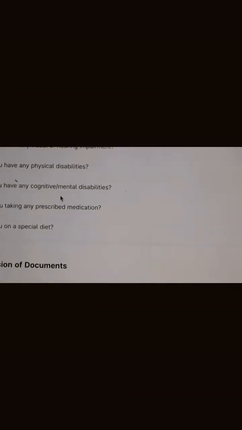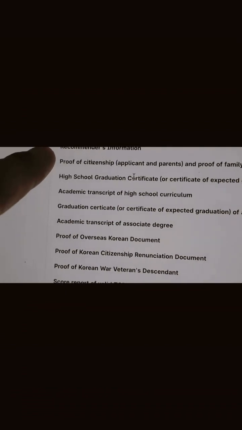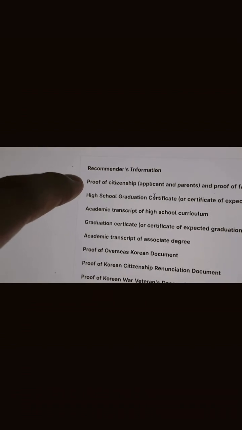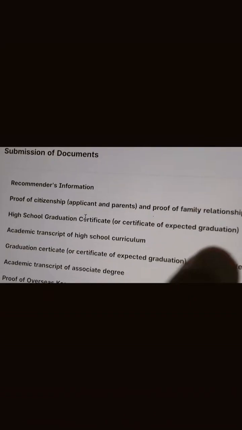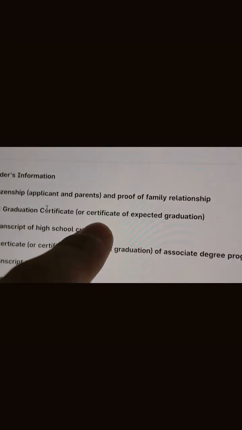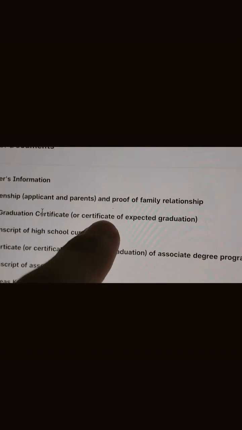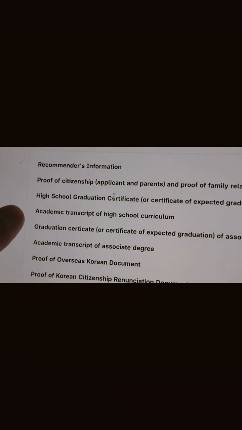For the submission of documents, again, recommenders' information. This is for the recommendation letter, proof of citizenship, the apostille documents. Same thing, high school graduation certificate, apostille document. You'll notice here there is a certificate of expected graduation. If you are graduating December 31 or earlier, it's okay. Your grade, high school, apostille as well.